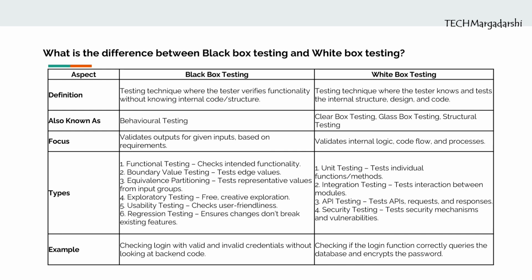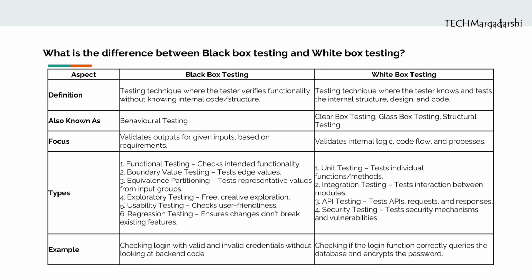Other names: black box testing is also called behavioral testing, while white box testing is known as clear box testing, glass box testing, or structural testing. Focus: black box testing validates whether the output is correct for the given input based purely on requirements. White box testing ensures that the internal code, logic, and processes are working as intended. Types: black box testing includes techniques like functional, boundary value, equivalence partitioning, exploratory, usability, and regression testing. White box testing includes unit testing, integration testing, API testing, and security testing.